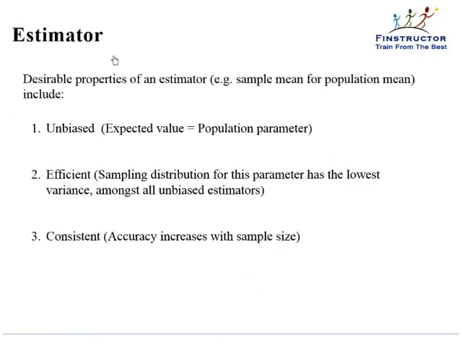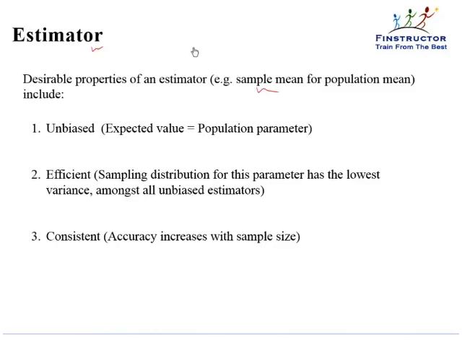The next concept tells us about the properties of a good estimator. So, if I've been asked to estimate the average age of all CFA and FRM candidates, that is, I'm estimating the mean of the population, then what should my estimator be? Should it be the mean of the sample, or should it be the median of the sample, or should it be the mode of the sample?